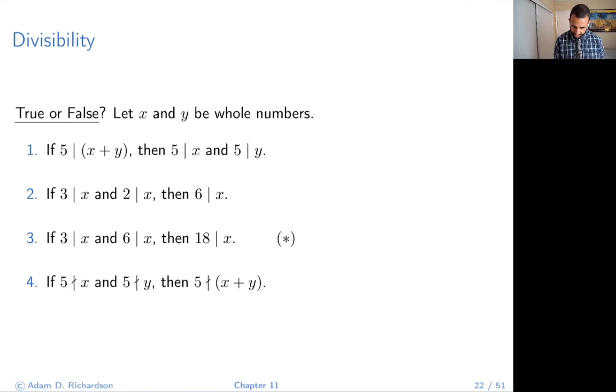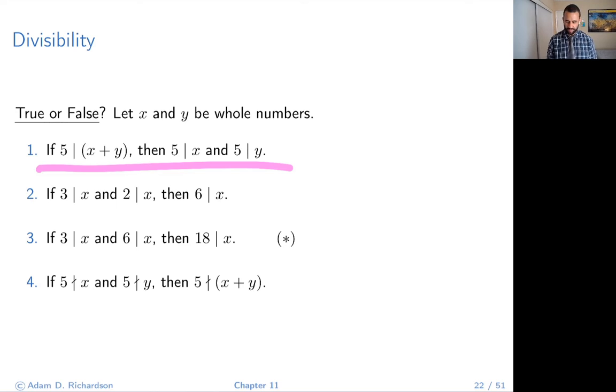This first question here says, if 5 divides x plus y, then it has to divide x and it has to divide y. So what I do when I see true or false questions like this is I say it out loud a bunch of times, think about it, rephrase it in my own words. So the way that I see it is this says, if 5 divides a sum, then it has to divide each term in the sum. If 5 divides the whole sum, then it must divide each term in the sum.